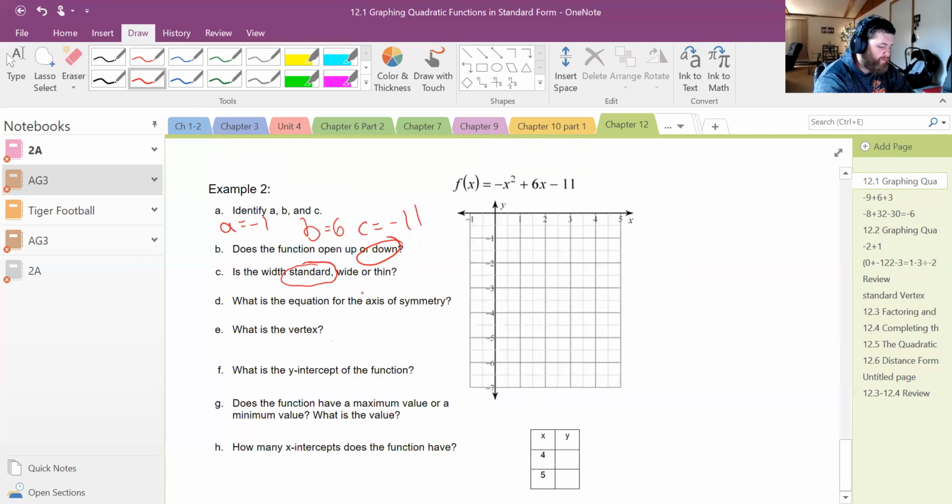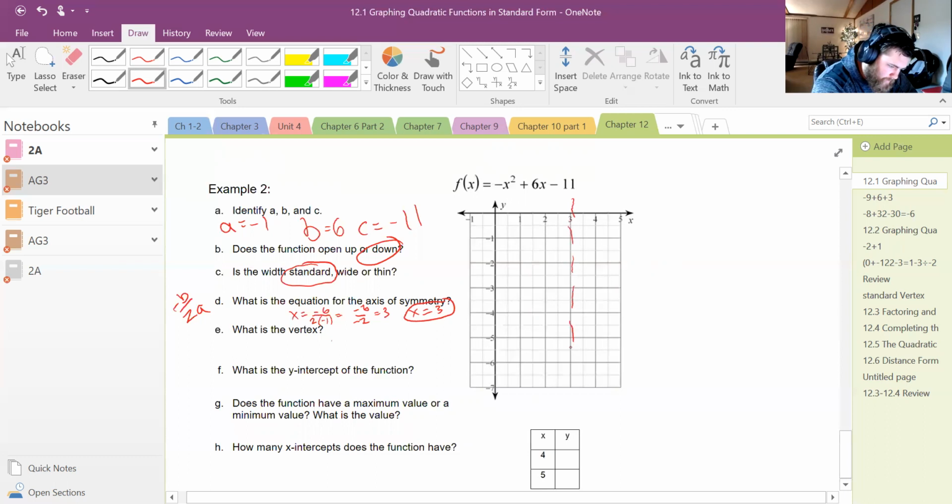What is the equation for the axis of symmetry? So negative b over 2a. So we have b equals 6, negative 6 over 2 times negative 1. So negative 6 over negative 2. It's going to be 3. So my axis of symmetry is x equals 3. So let's draw that right now. Okay, there's my AOS, the axis of symmetry, x equals 3. It's a good thing to label like that.